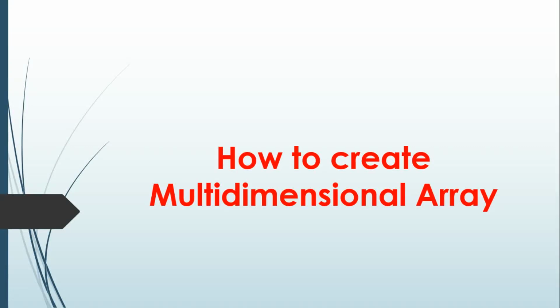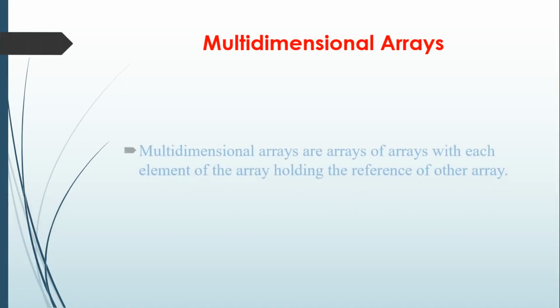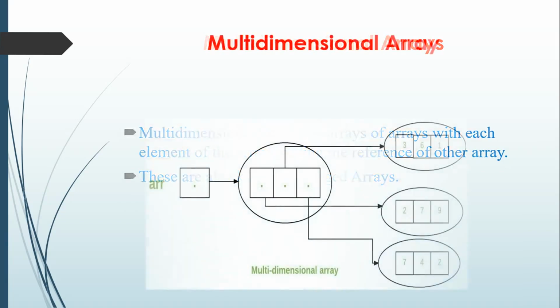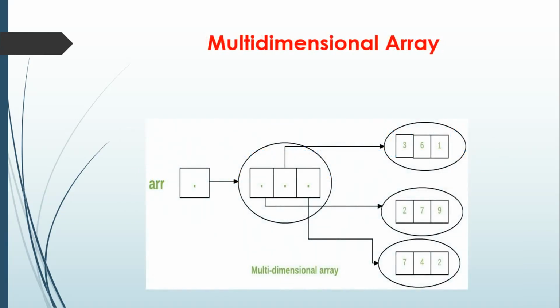Discussing how to create a multi-dimensional array. So what is a multi-dimensional array? Multi-dimensional arrays are arrays of arrays, with each element of the array holding the references of other arrays. These are also known as jagged arrays. Here is the example, or we can say the diagram, of a multi-dimensional array.